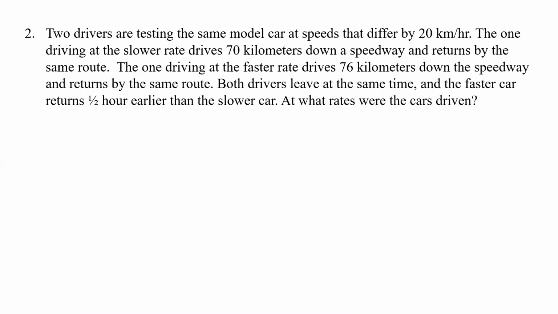Okay, so this one, what we have to think about is, the one went down 70 and then back 70. So the total trip was 140. The other one went down 76, came back 76. So they went a total of 152. So that's one thing we need to think about. The other one, we know that one is going to go X miles per hour, and the other one's going to go X plus 20 miles per hour. And then one returned a half hour earlier, so it was half an hour quicker.